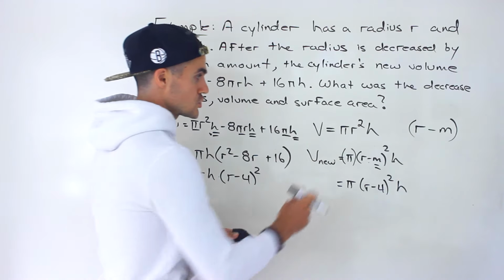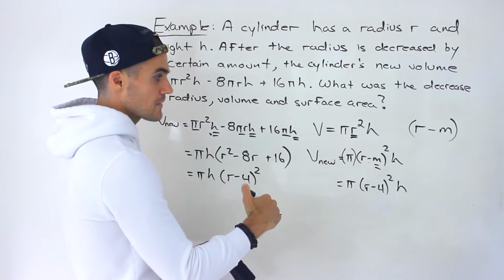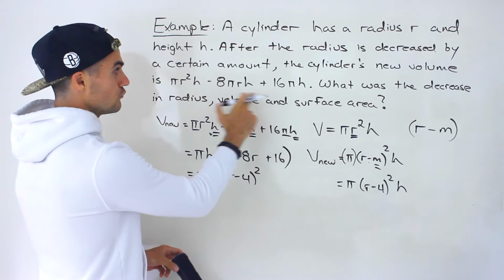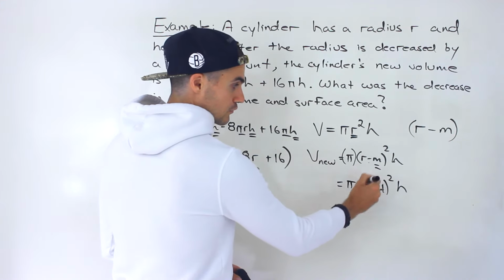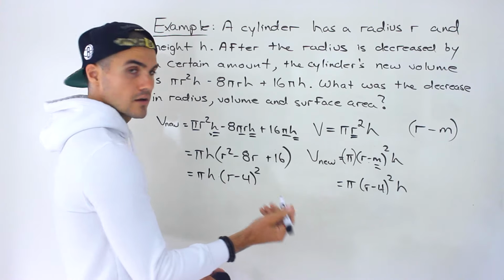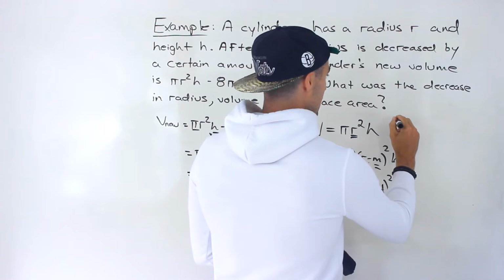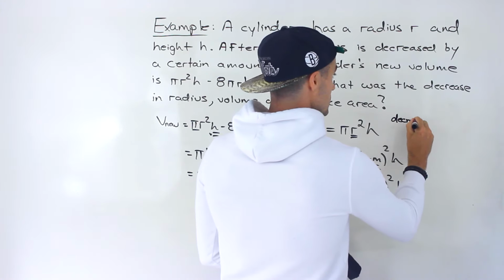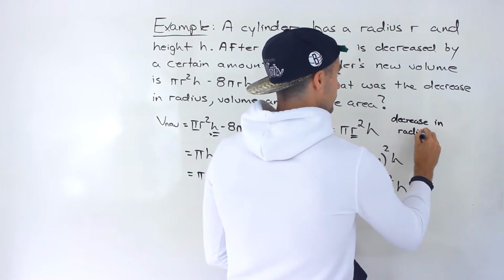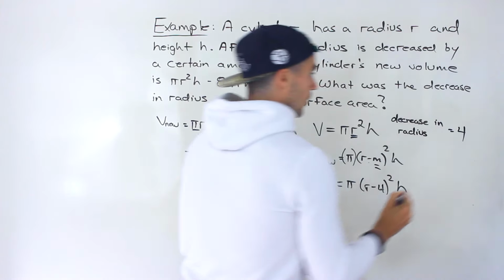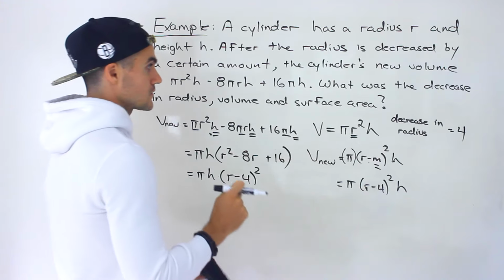Okay, so the radius started with an initial amount of r, that's what we're told, and then it was decreased by a certain amount to get this new volume. The amount it was decreased by was 4. We could tell from this bracket over here. Okay, so hopefully that makes sense so far. So we answered part of the question. So the decrease in the radius is equal to 4. Okay, now we have to find the decrease in volume and the decrease in surface area.